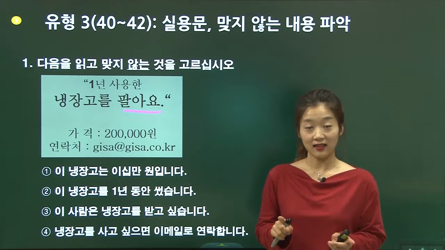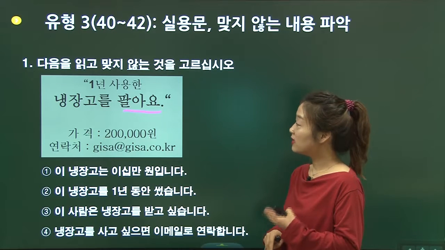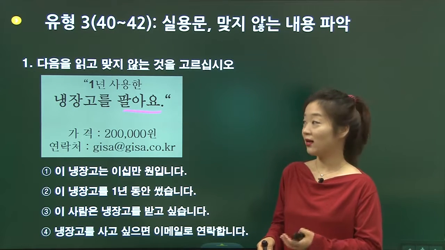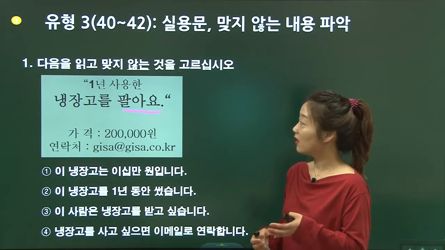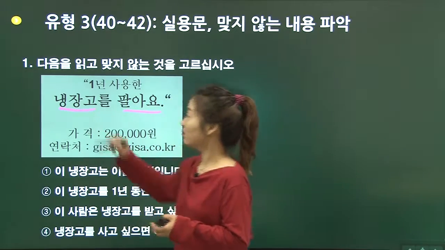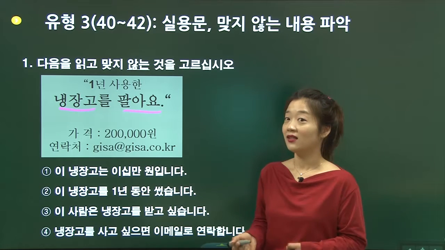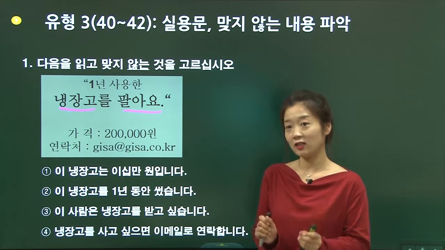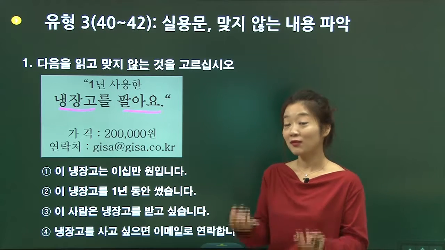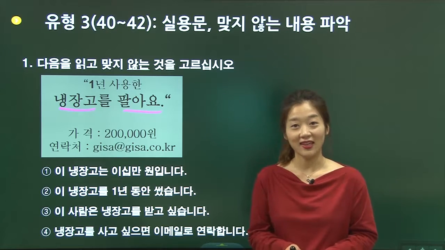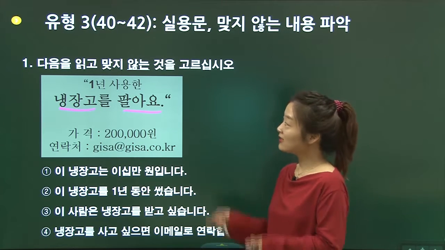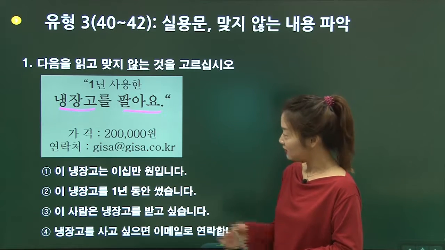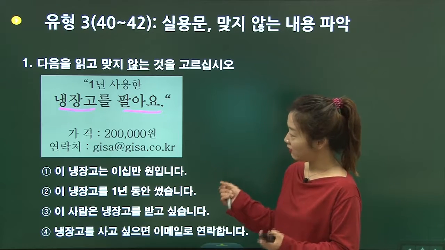So here the key word is 팔아요. 팔아요 means sell, okay? So this article says something about selling. What kind of thing is sold? Look at here. 냉장고를 팔아요. Selling the 냉장고. Do you know what 냉장고 is? We can put some food in here and keep it fresh. So 냉장고 is refrigerator, right? So this article is about selling a refrigerator. Good.